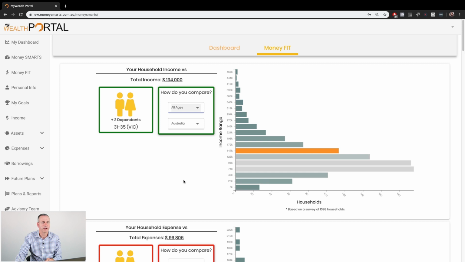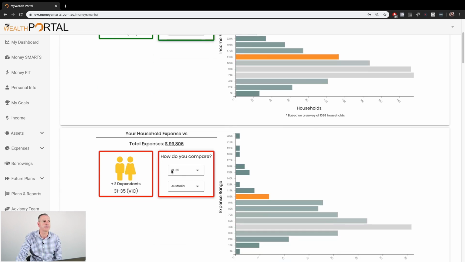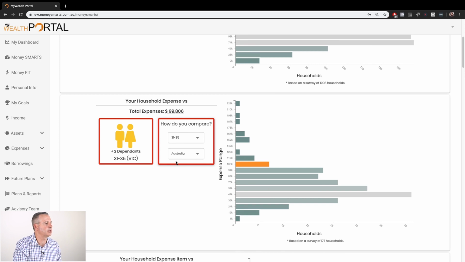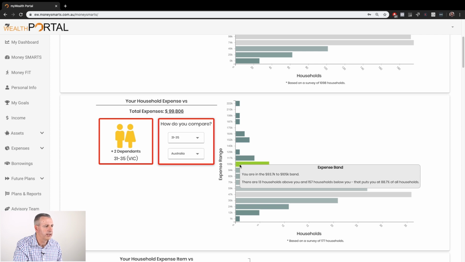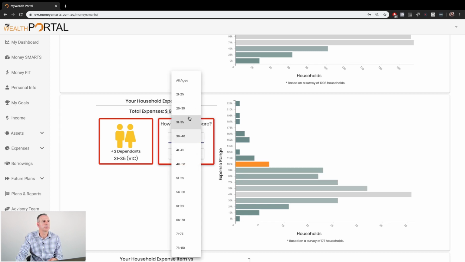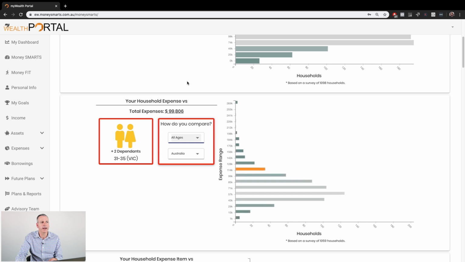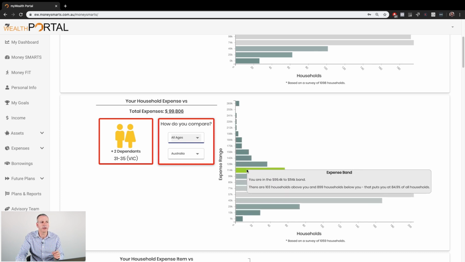So that's income. A lot of people always ask, how do we compare? Well, now the proof's in the pudding when we go down into expenditure, the money out section. So we can see here in this particular case, again in the 31 to 35, now this is for total expenditure. So their total expenditure is $99,806, and so they sit in this particular bandwidth, and they're in the 88.7% of all households. So one would argue that their spending for their income is on the higher range. Let's look at them across all age groups and how that materialises. So a similar sort of area in regards to that.